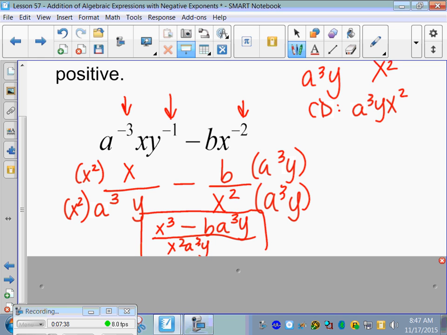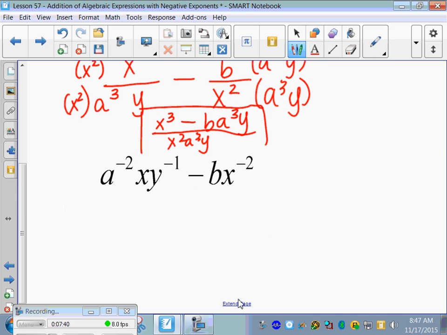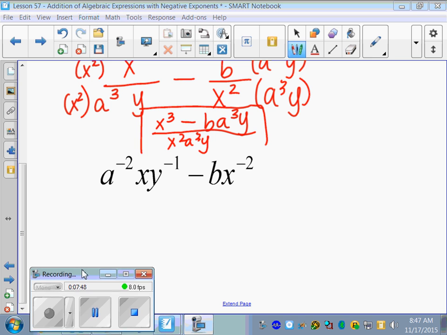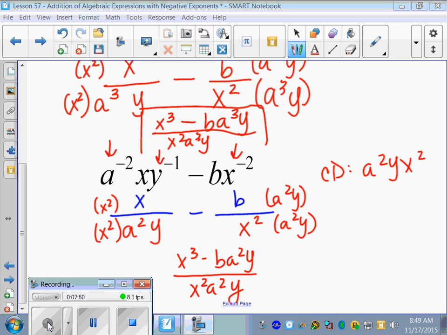All right, one more example here. I'm going to have you guys try this on your own. So we have a to the negative 2x, y to the negative 1, minus bx to the negative 2. Really similar to the first one, just one exponent off. So your answer should have been x cubed minus ba squared y over x squared a squared y.